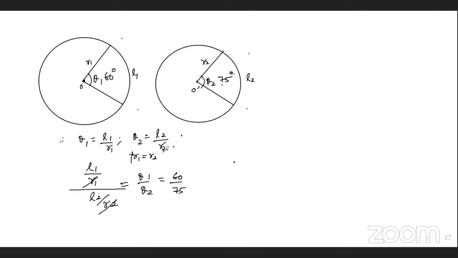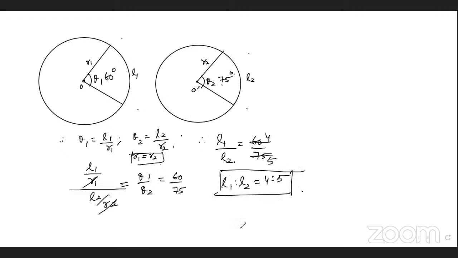R2 and R1 cancel because R1 is equal to R2. So if we have to find the ratio of the lengths of the arcs that subtend angles 60 degrees and 75 degrees, that is 60 upon 75. 15 4s are 60 and 15 5s are 75. So L1 is to L2 will be in the ratio of 4 is to 5. Did you understand this? Yes, is this clear?